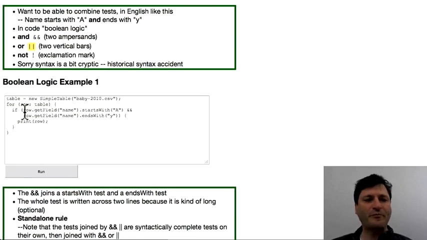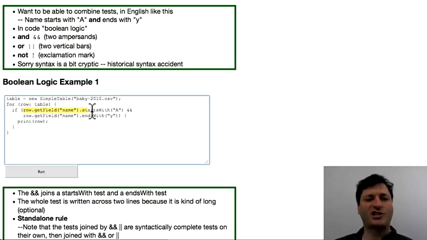So here's some code. The first test just says if the name starts with A, just as we've done before. That test is complete and functional, so it is not changed by adding the notion of Boolean logic. For Boolean logic, we take that test and follow it with two ampersands. You would pronounce that as and, then it's followed by a second test. The second test is also complete and makes sense on its own. What this does is take two tests and put them together. For this overall if test to be true, both of these subparts have to be true.